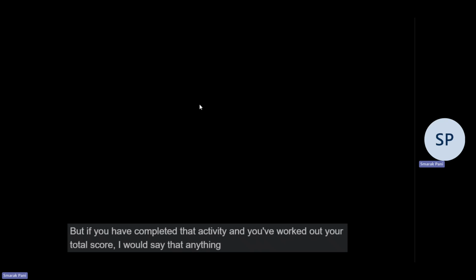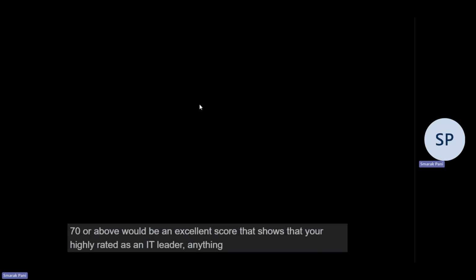If you have completed that activity and you've worked out your total score, I would say that anything 70 or above would be an excellent score. That shows that you're highly rated as an IT leader. Anything below that, there's obviously room for improvement. But this is a self-assessment exercise, so it could be that you're biased in your responses, but it just gives you an idea of your leadership qualities and how well you are cut out to be an IT leader.